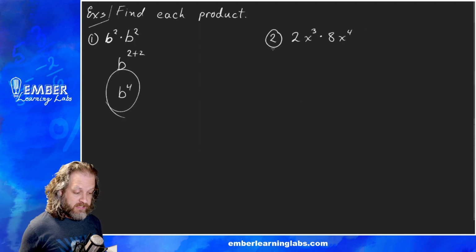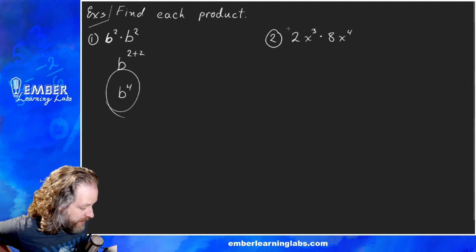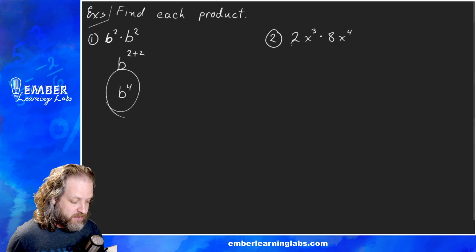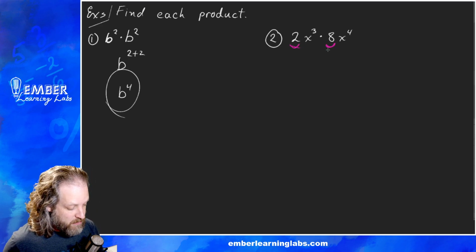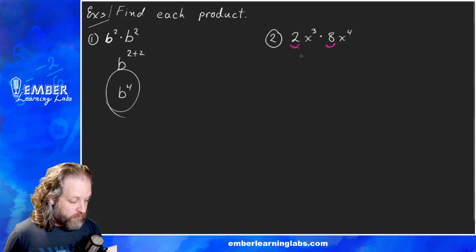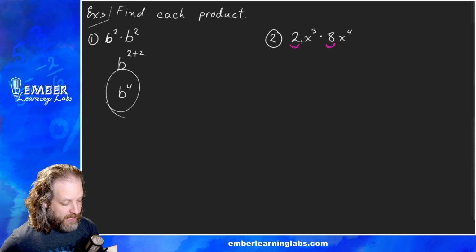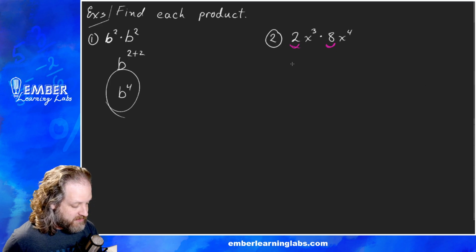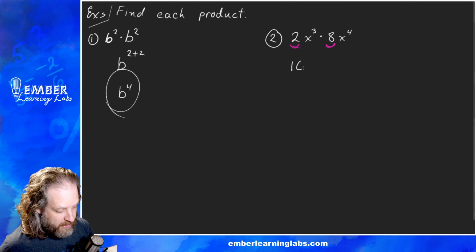Now, this one looks scary. There's all kinds of stuff going on. It's not that bad. Okay, so first we got two types of things going on. We've got these what are called coefficients in the front, right? These numbers in the front. What do we do with those? Well, those we can just basically rearrange it and multiply. So 2 times 8 is 16. So the numbers that are not exponents, you just multiply, right?